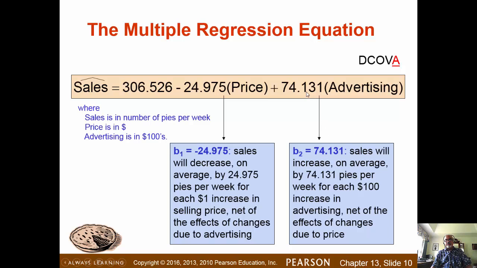And the second slope coefficient is for advertising, and now you must remember that advertising is in hundreds of dollars. So increasing x sub 2 by 1 means increasing advertising by $100. So if the advertising goes up by $100, then this is what will happen to number of units sold. Number of units sold will increase by 74.131 for every $100 increase in advertising.